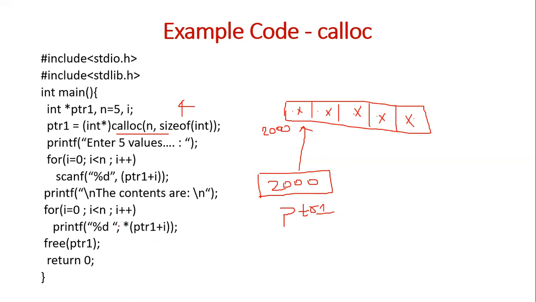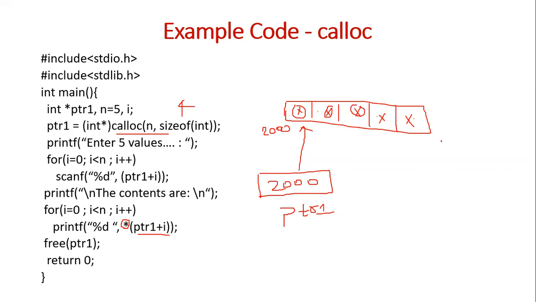And then we display: instead of using just ptr1 plus i, you add a star in front. Star represents value at location. When i is 0, star ptr1 is the value at 2000, and this will be printed. Then ptr1 plus 1, that is 2000 plus 1 into 4, so the value at 2004 will be displayed. Then ptr1 plus 2, that is 2 into 4 is 8, the value at 2008 will be displayed. So on and so forth.